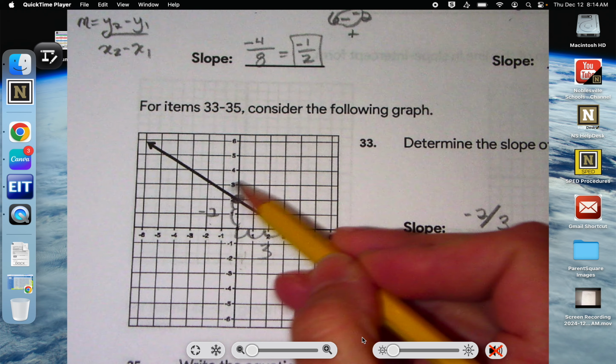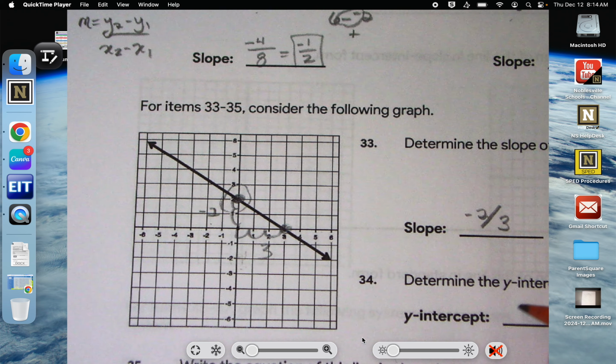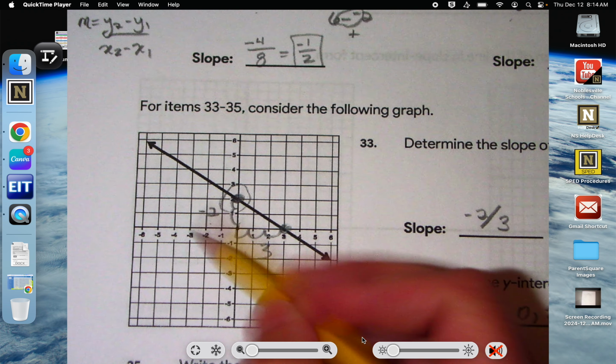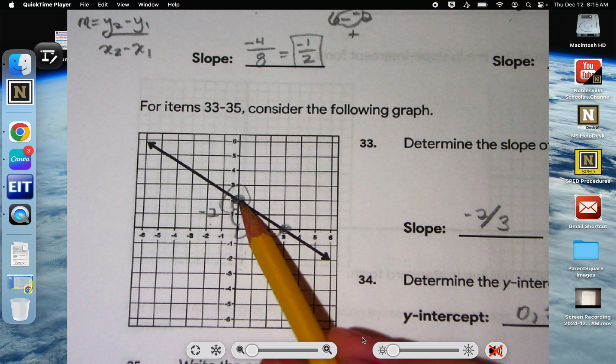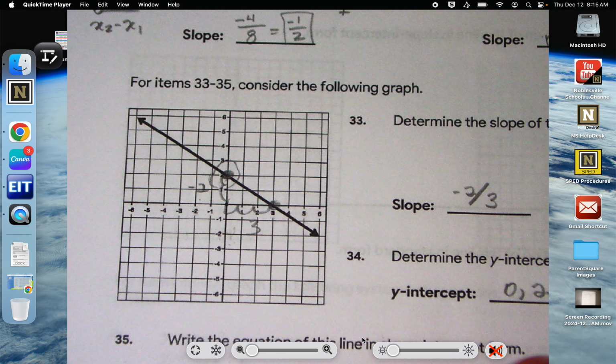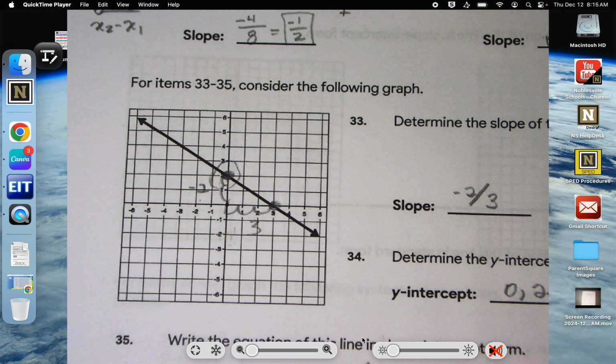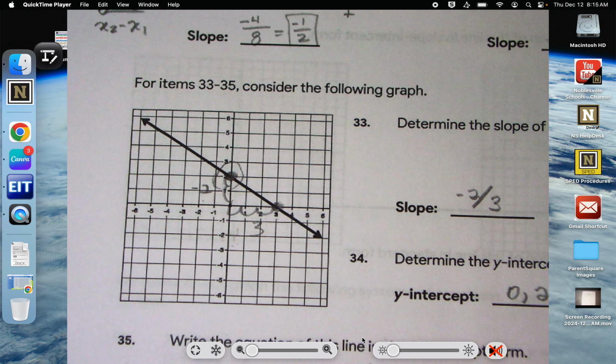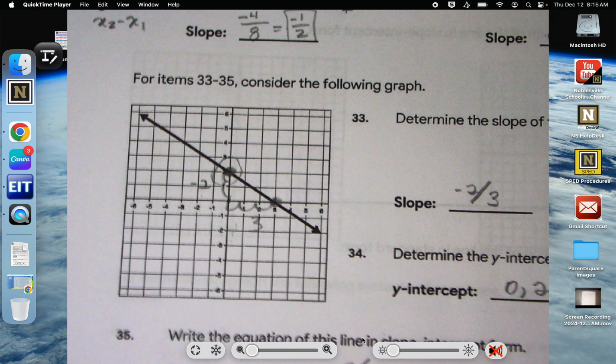The y-intercept is where it crosses the y-axis, so that's going to be 0, 2. I know I have a -2 here for the slope, but the 2 is where it is on the y-axis. So then my equation in slope-intercept form is -2/3 x, because this is where my slope goes, plus 2, because this is where my y-intercept goes. Right, b, remember, stands for y-intercept.